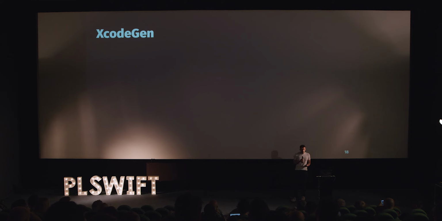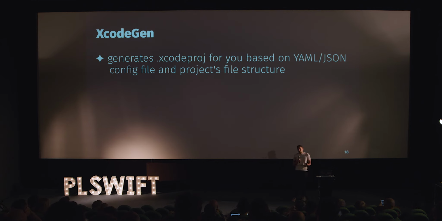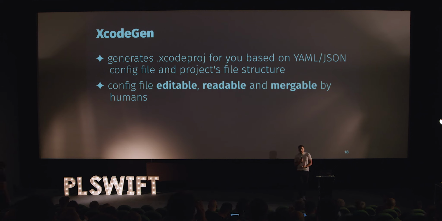So what exactly is XcodeGen? XcodeGen is a tool which allows you to generate your Xcode project based on a configuration file written in YAML or JSON. In this presentation, I will focus only on YAML, as the difference between YAML and JSON is not relevant here. And to be honest, YAML is a bit better for this purpose, which I will explain in more detail later. What else? The config file you will be dealing with is editable, readable, and manageable by you.